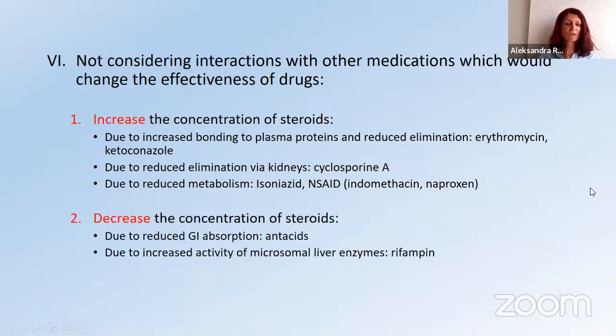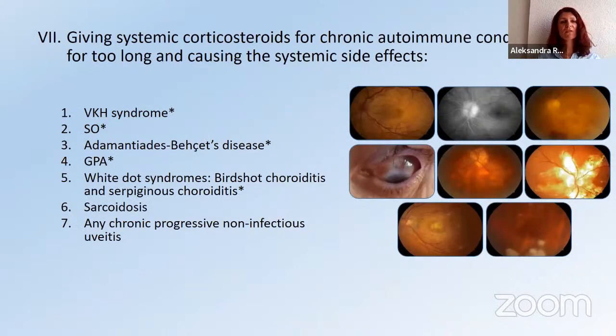Other medications can decrease the concentrations of steroids due to reduced GI absorption, like antacids, or due to increased activity of microsomal liver enzymes, like rifampin. The next fault would be giving systemic corticosteroids for chronic autoimmune conditions for too long and causing the systemic side effects. And those were mentioned, like Vogt-Koyanagi-Harada syndrome, sympathetic ophthalmia, VKH disease, granulomatosis with polyangiitis, with necrotizing scleritis and other vision-threatening ocular complications. Then white-dot syndromes like birdshot choroiditis, serpiginous choroiditis, sarcoidosis, any chronic progressive non-infectious uveitis.